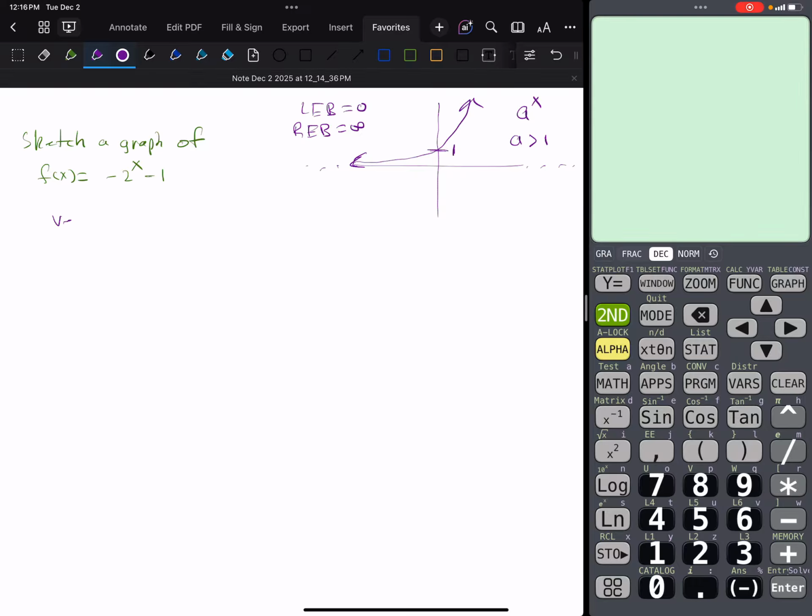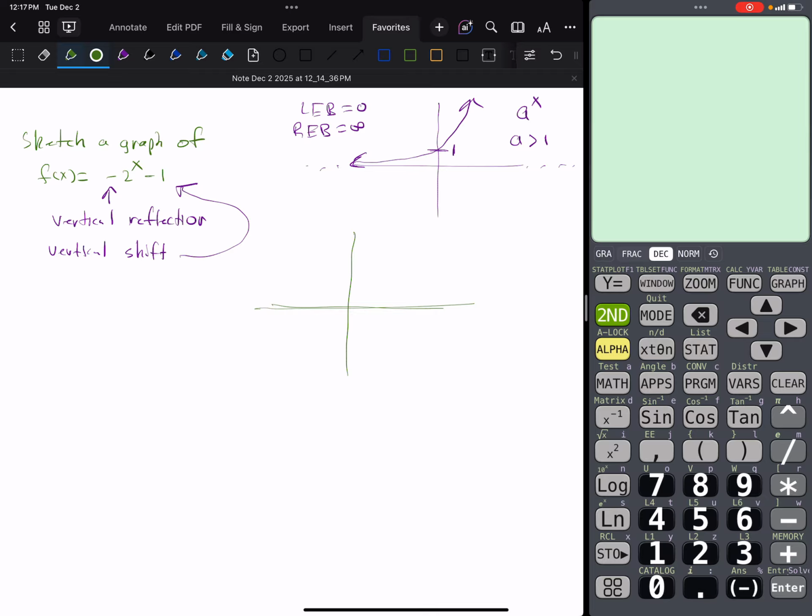I have a vertical reflection, and that's from the negative sign multiplied by my function. And then I have a vertical shift, and that's from the negative 1 that's being taken away from all of the outputs of the negative 2 to the x. And so if that's my base function, my first transformation here, we'll make a smaller grid than that because I've got to do a second one here.